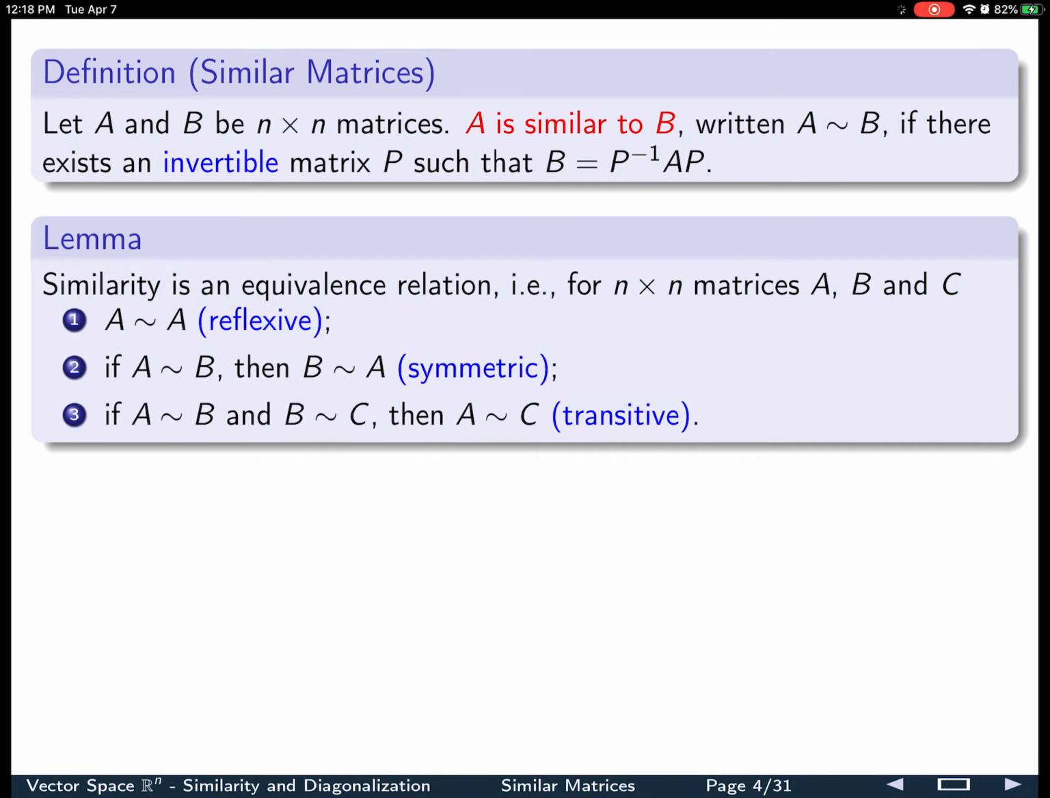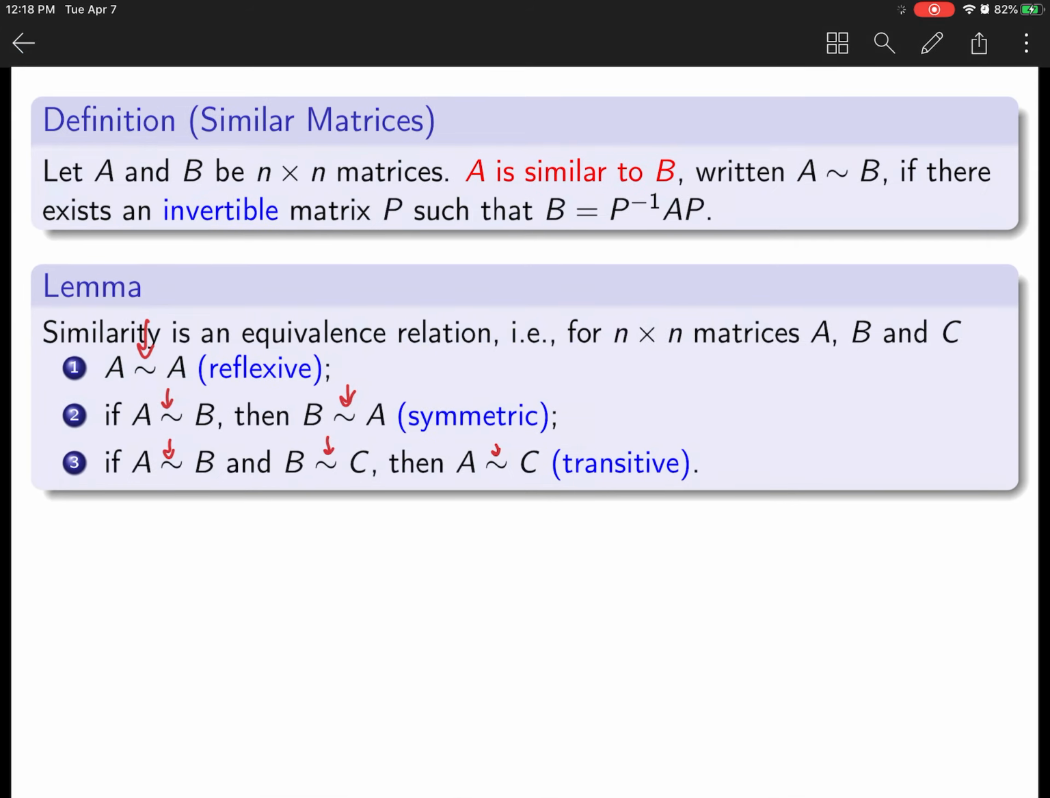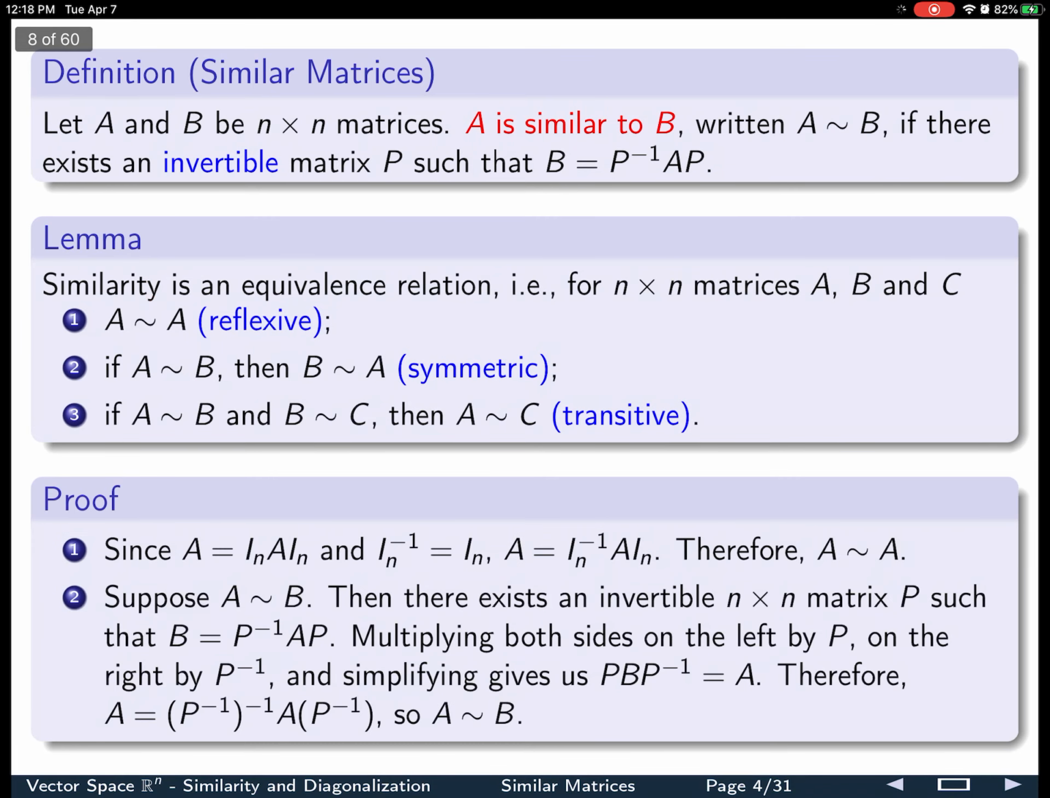And all that this says is that a matrix is similar to itself. You could flank it on both sides by the identity matrix, and that counts as a similarity transformation. Here, if one matrix is similar to another, then that matrix is similar to the first one. And then here is what's called a transitive property. A is similar to B, and B is similar to C. Then A is similar to C. The math behind that will show up here.